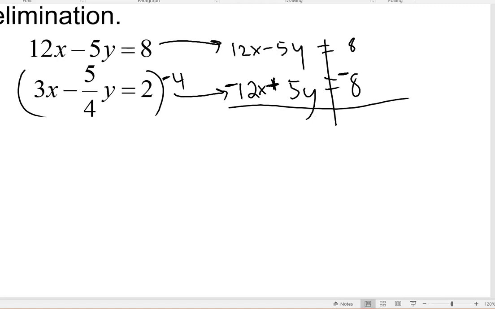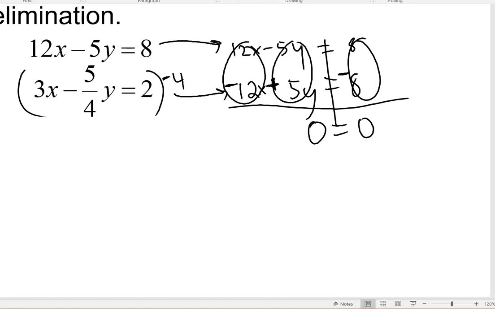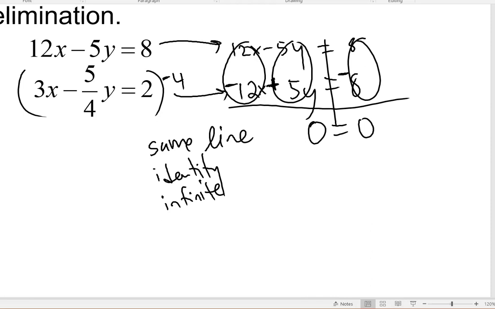Well, what happens now? Well, the x's will zero out, the y's will zero out, and the 8's will zero out. And we're left with 0 equals 0. What does this mean? Well, these are the same. When these two values are the same, then this is the same line. What does that mean? The book will call that an identity. Or you can say infinite solutions.